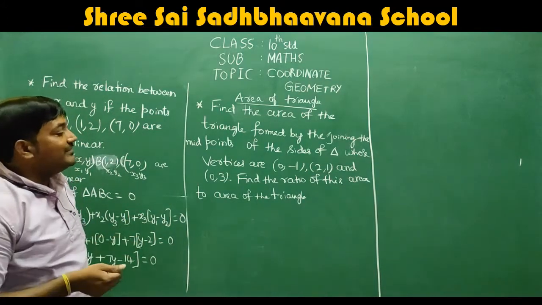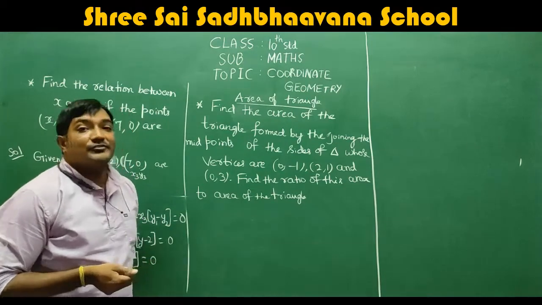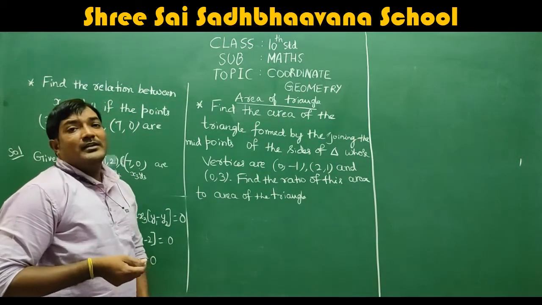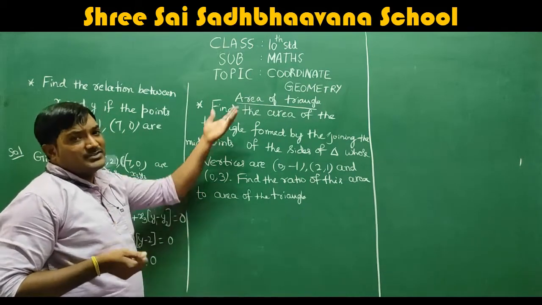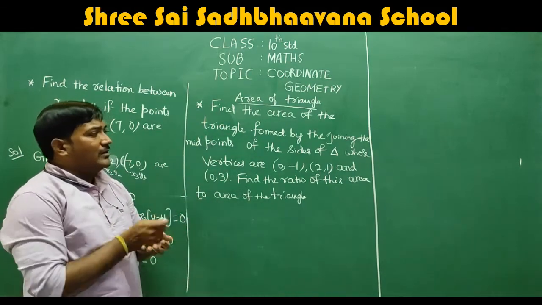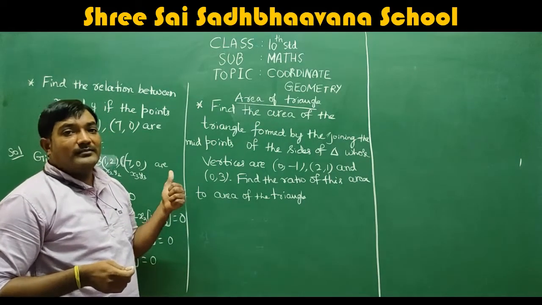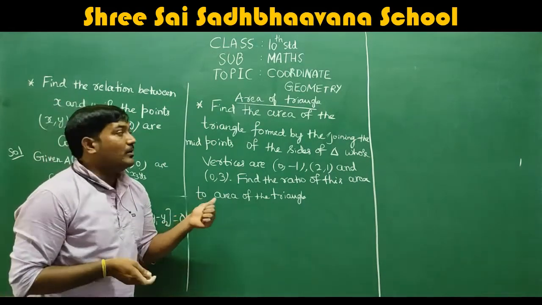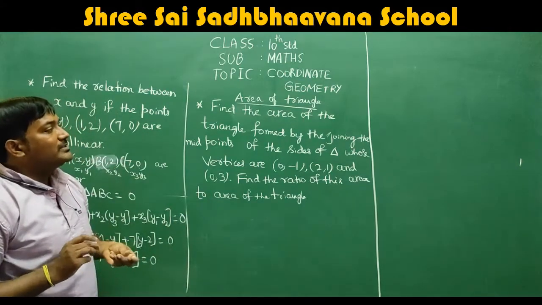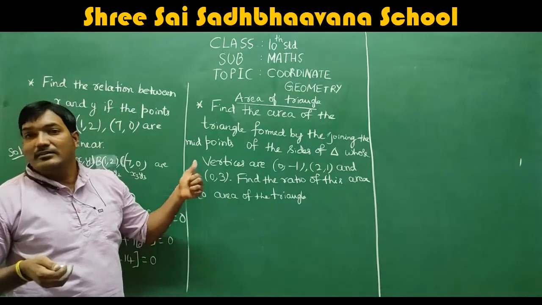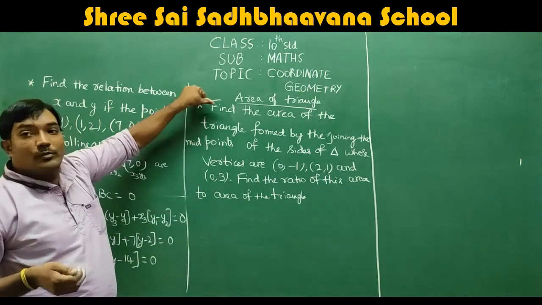Find the ratio of this area to the area of the triangle. So this is an important sum from an examination point of view. If you take this sum, it may be asked for 3 marks. Okay, and it is an important sum also. So first you have to read the sum first. So what is that?